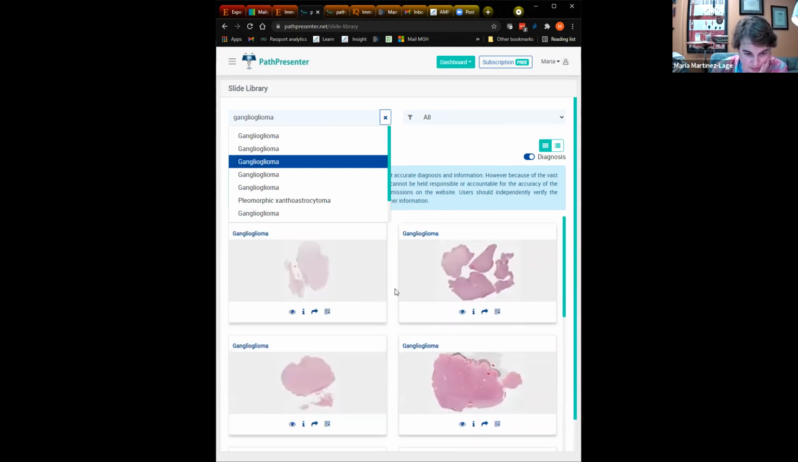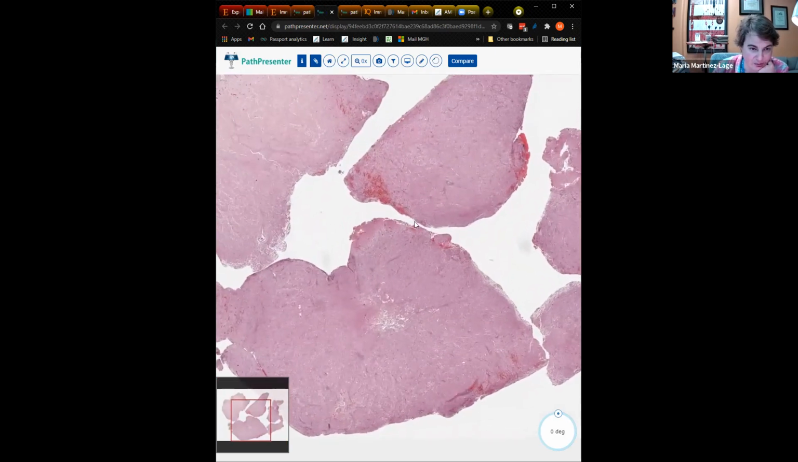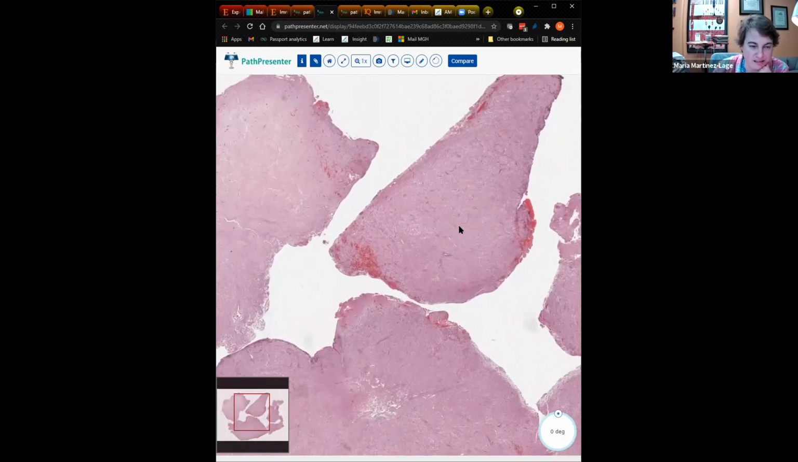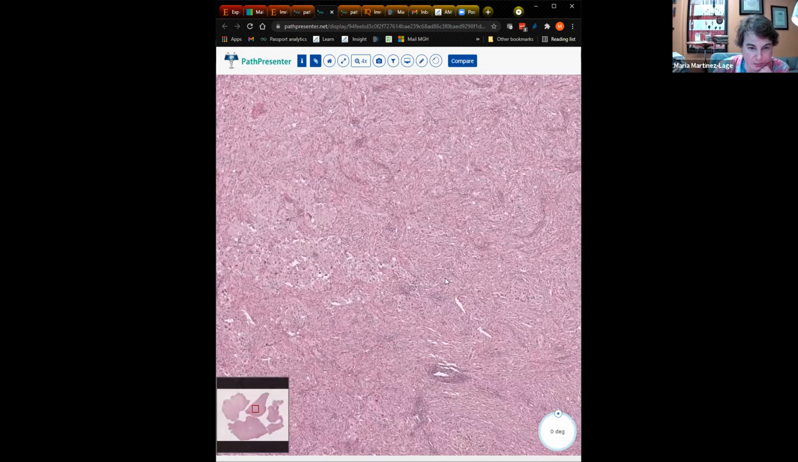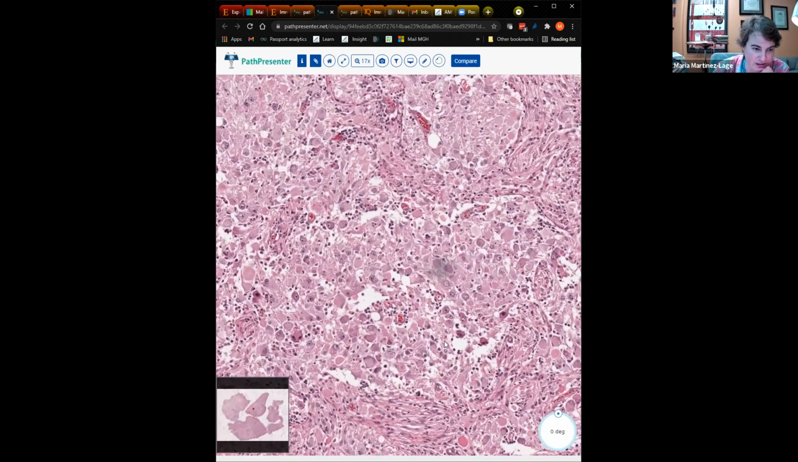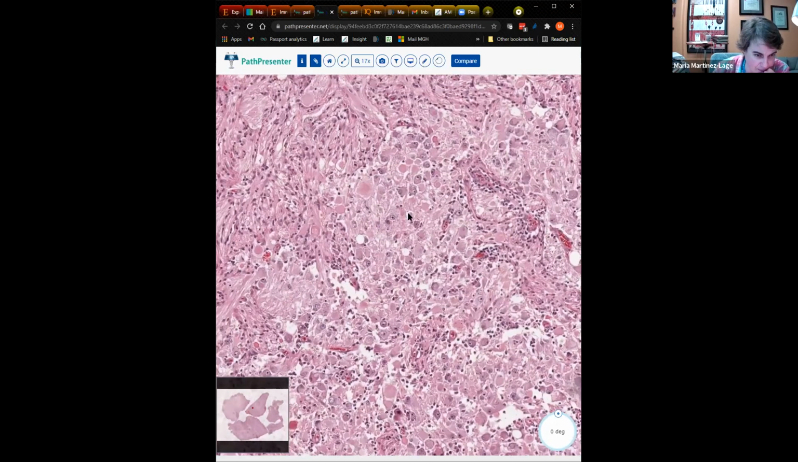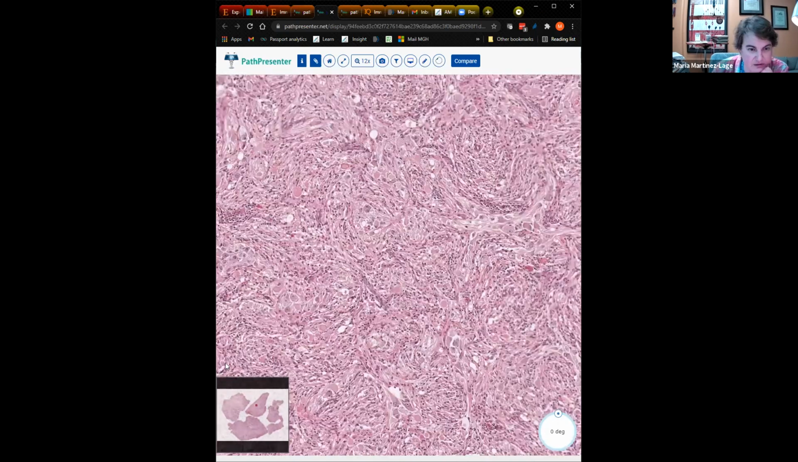All right, so gangliogliomas are tumors that have two pathways of differentiation. They have both a glial component and a neuronal component, with the neuronal component typically being ganglion-like proliferation. So here is, this looks more like a PXA.